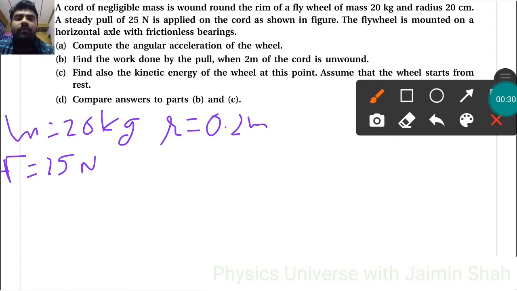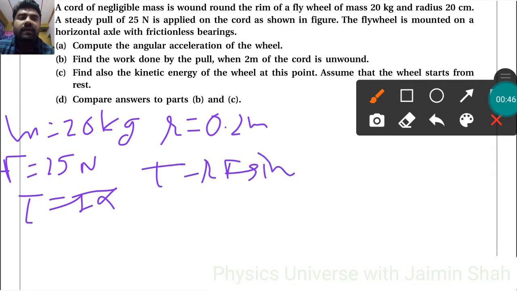So A, compute the angular acceleration of the wheel. Angular acceleration means alpha, right? So the formula is tau is equal to I alpha. Now what is tau? Tau is equal to R F sine theta, here 90 degree, sine 90 is 1. So R is 0.2 into 25, right? So that will be 5. So tau is equal to 5 Newton meter.